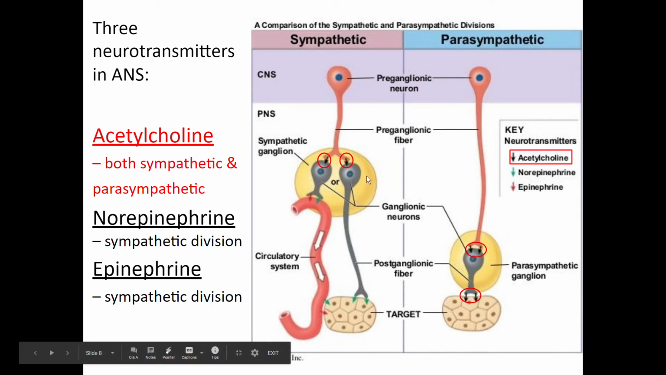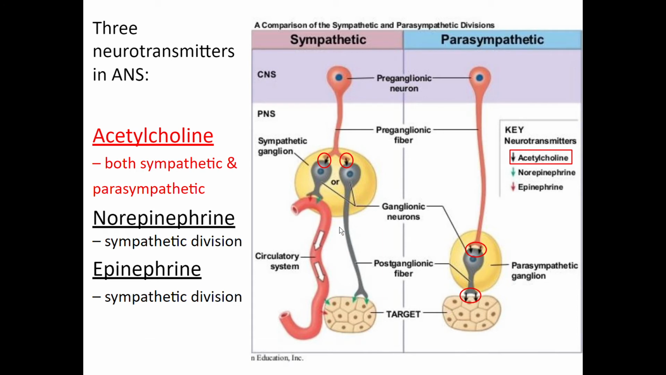I don't remember if I already defined what a ganglion is, but this yellow circle here and here represent ganglia. Ganglia are bulges in the spinal nerve that protect the places where two neurons connect to each other. And that's all that ganglia are. Okay, so the sympathetic nervous system, you can see, utilizes acetylcholine to connect this preganglionic neuron to the postganglionic neuron.